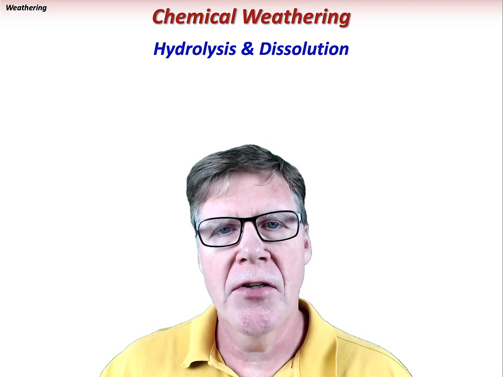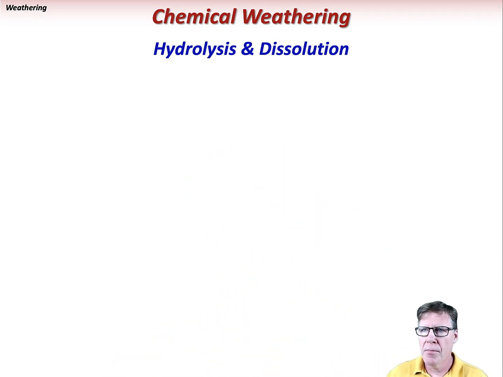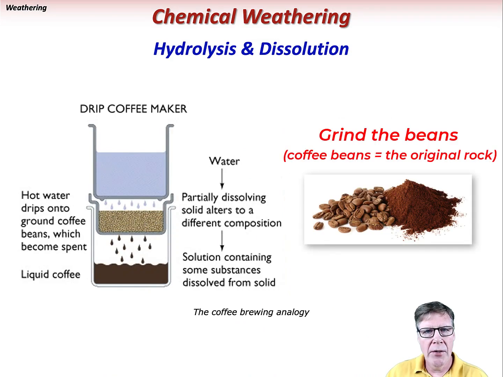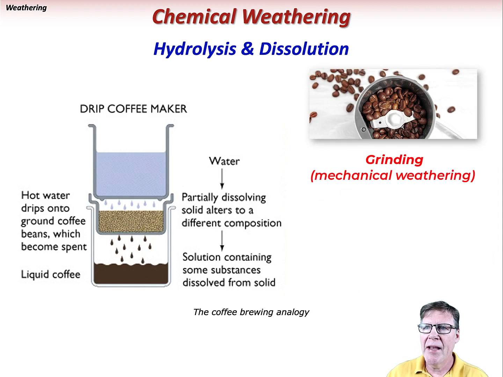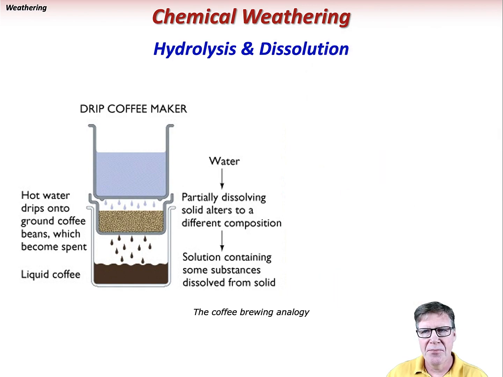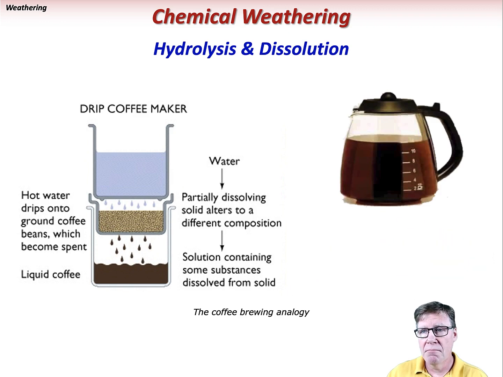Making coffee is a great analogy for mechanical and chemical weathering. First, you have to grind the coffee beans. Why do we do this? This mechanical weathering creates more surface area for the hot water to leach the goodies out of the beans. Have you ever made coffee without grinding the beans first? That would be pretty weak coffee.